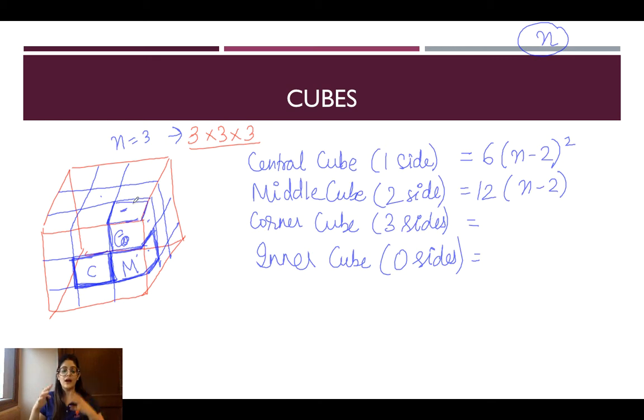So no matter how big or small the cube is, the number of corner cubes is always going to be 8 only. 1, 2, 3, 4 and 4 on the other side. So 8 corner cubes for any dimension. And in a cube, the formula is (n minus 2) whole cube. There's a last thing, which is how many times do we have to cut it?